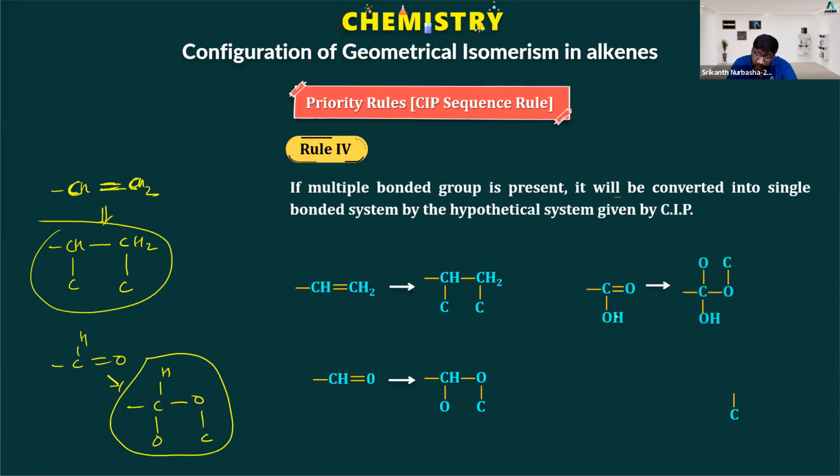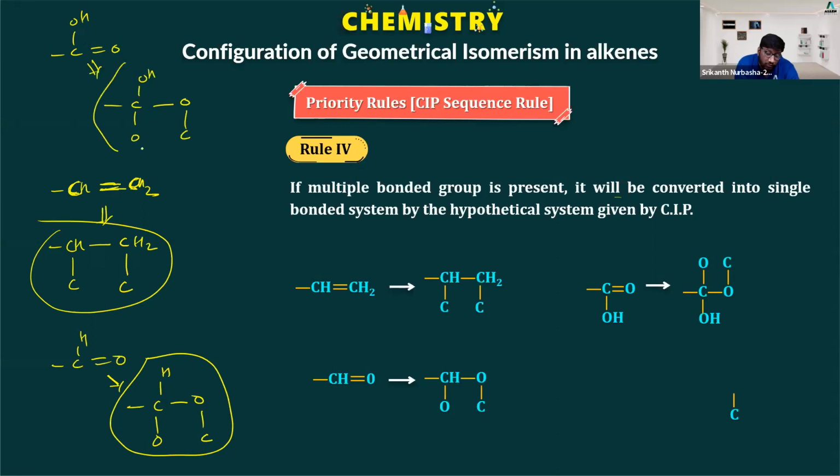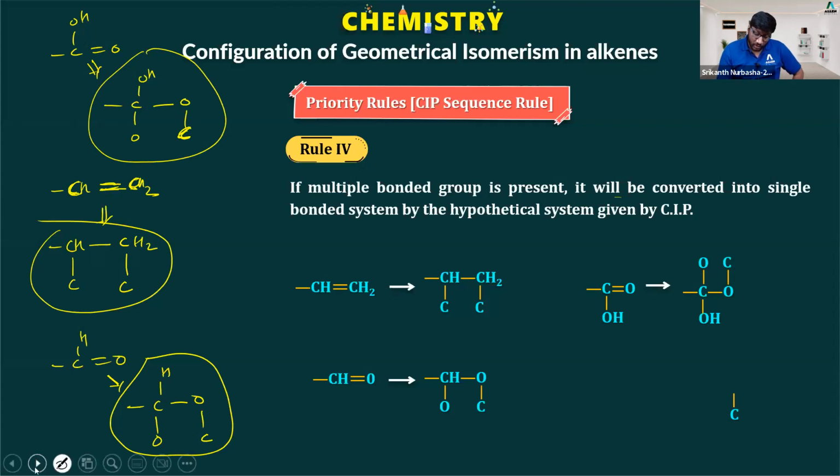How to take this case? C double bond OH. C double bond OH means the double bond O I have to convert to connected with oxygen. Oxygen, OH is as it is. Oxygen connected with carbon, oxygen connected with carbon. Right? So this is the hypothetical system. We all know that in reality such connections are not there, but we have to give this type of connectivity to figure out high priority and low priority based on CIP rules.